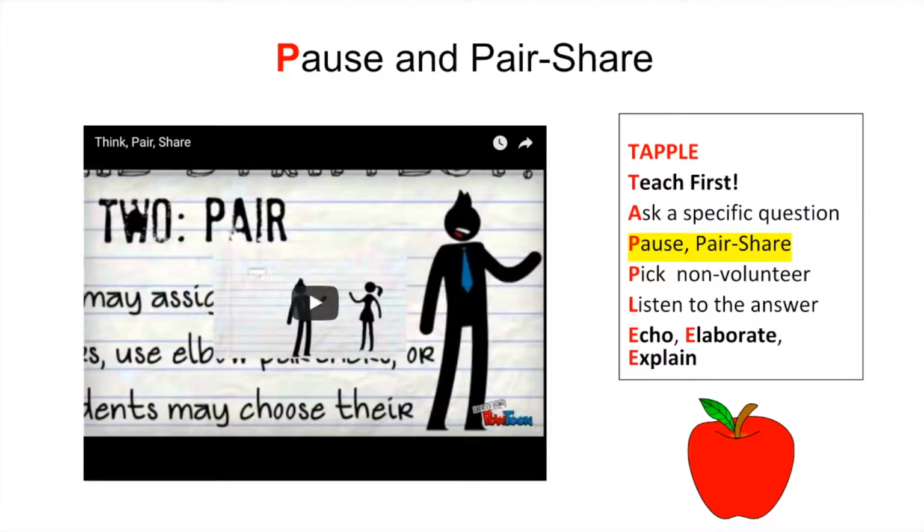Step 3, pause and pair share, also known to the students as think, pair, share. We will watch a short video around this strategy.